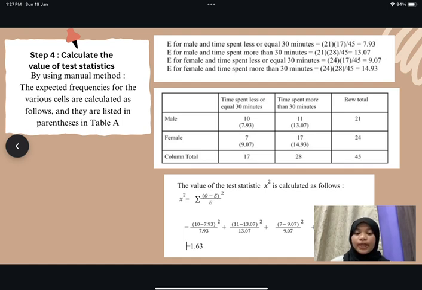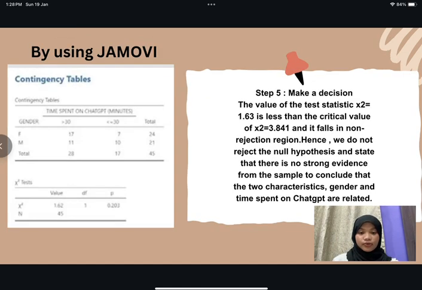By using the manual method, the expected frequencies for the various cells are calculated as follows, and they are listed in parentheses in Table A. This is the table that is mentioned in step 4. By using the formula here and all values that we get from the previous calculation, we get that the chi-square is 1.63. Okay, this calculation is by using Jamovi.